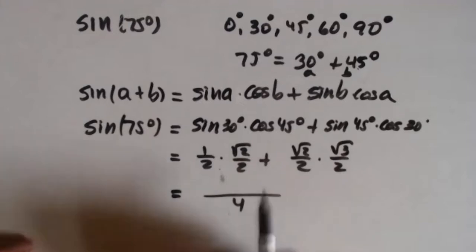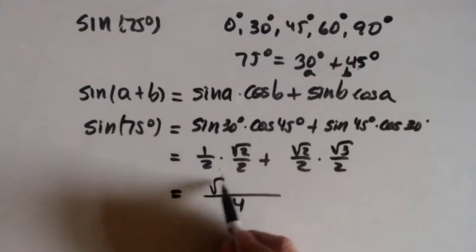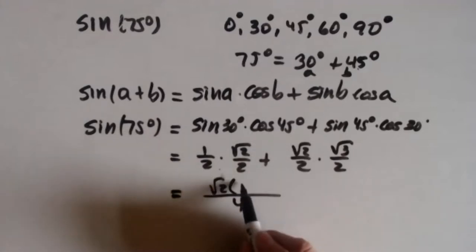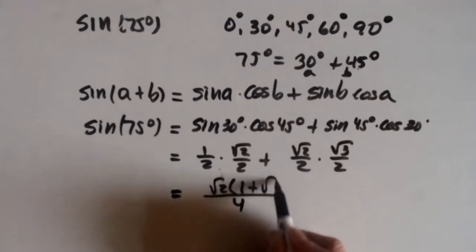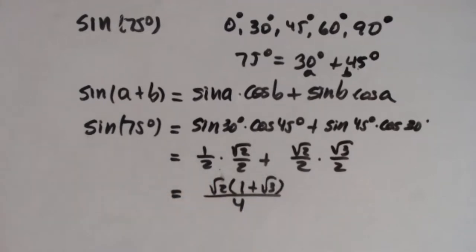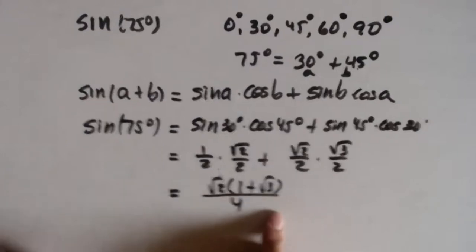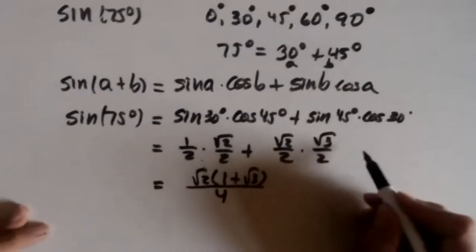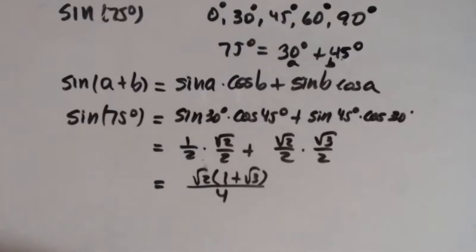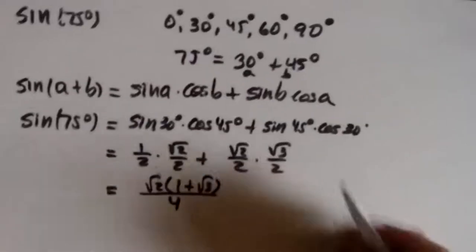So I put a common denominator. And then I have square root of 2 plus square root of 2 times square root of 3. Okay? So where is this coming from? Let me just show you the details. Remember, this is basic numbers.